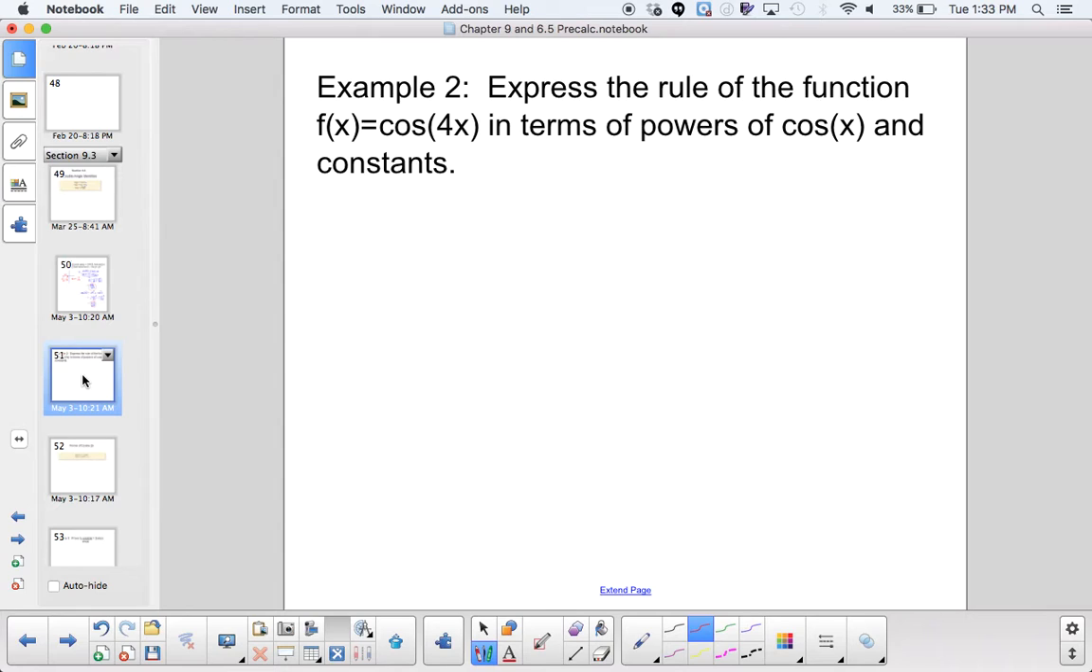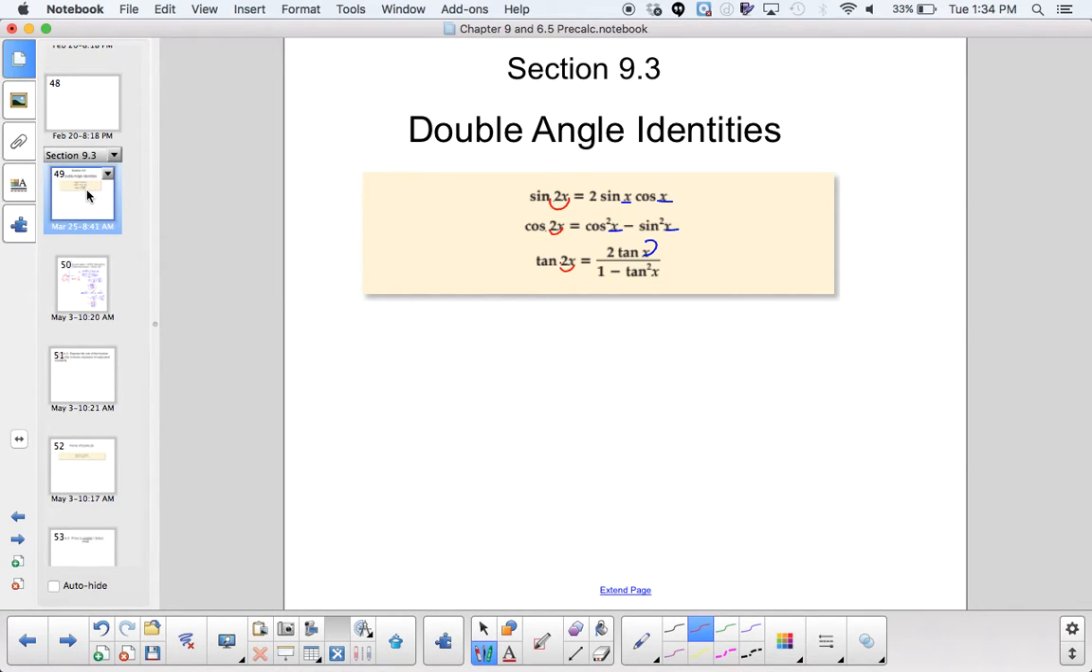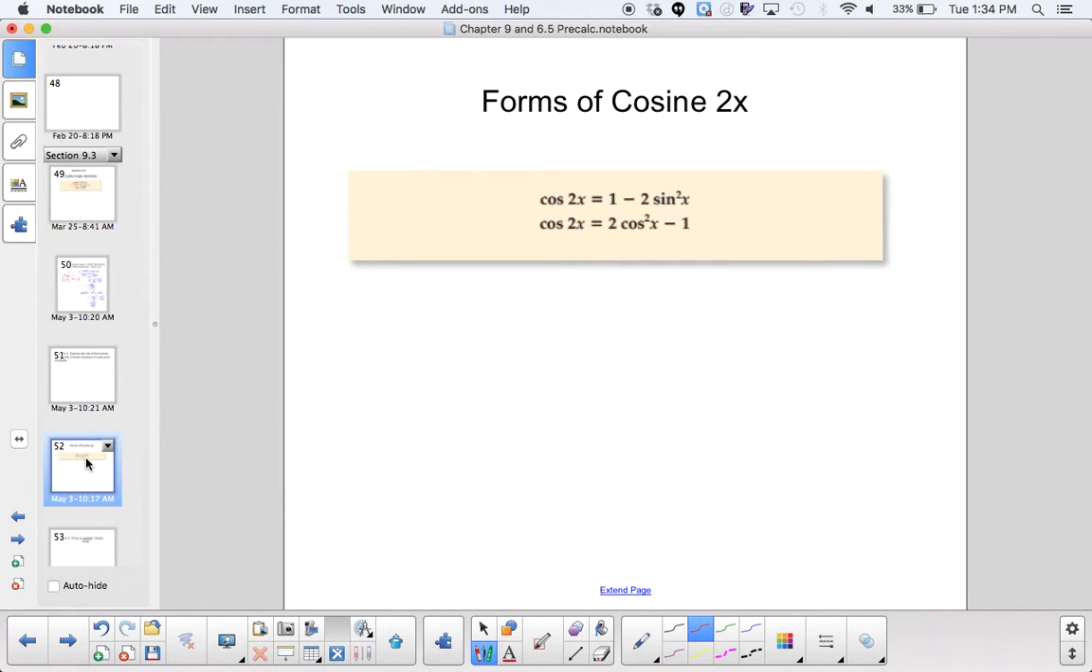Alright, moving on, let's look at another example, a different way to use this. Actually, let's go forward one slide, we're going to use some other forms of cosine 2x. There's a couple other forms. In addition to the first slide that I gave you here, you've got cosine of 2x here, and that's the one we just used. But you also have 2 other options: cosine of 2x is equal to 1 minus 2 sine squared x, and cosine of 2x is 2 times the cosine squared x minus 1.